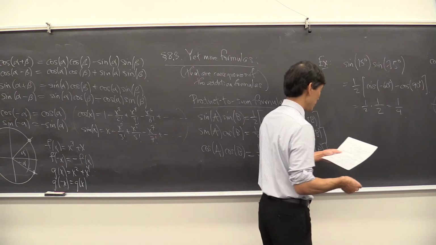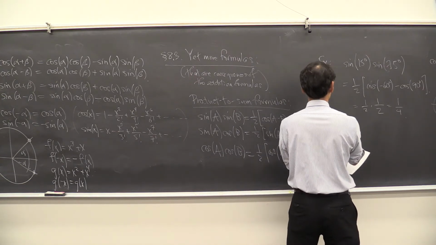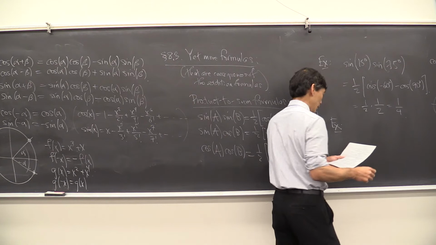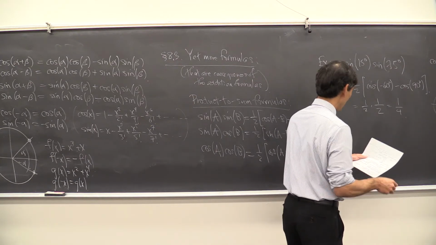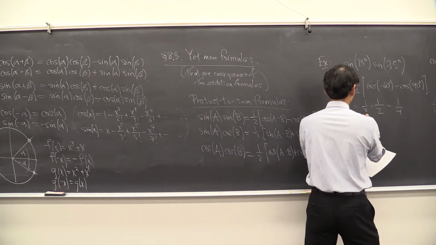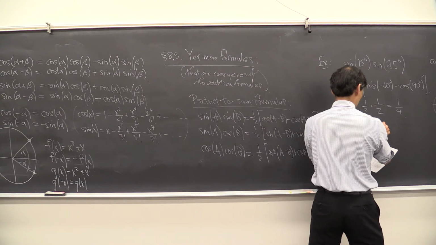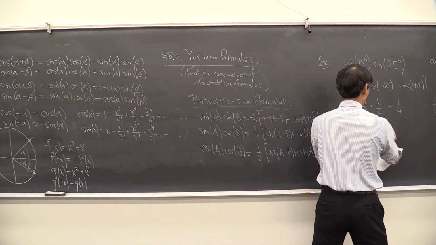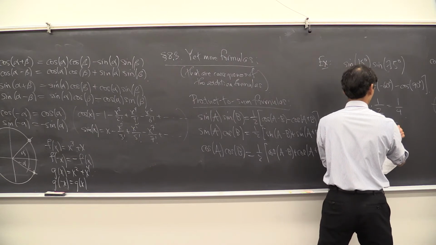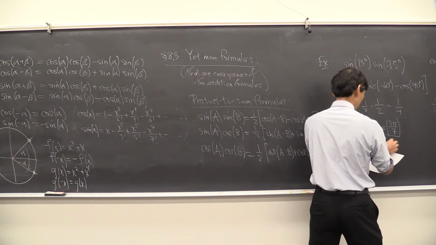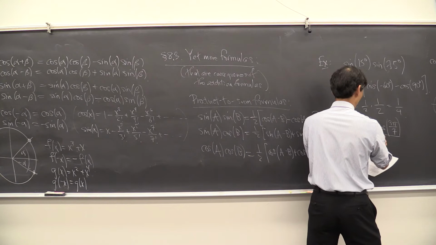Okay, so that's one example. Maybe I'll let you work out the second example. Here's another: sine of 4 pi over 7 times the cosine of 3 pi over 7, everything divided by sine of pi over 7.